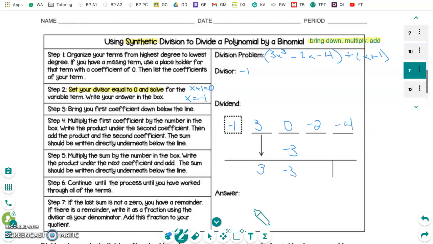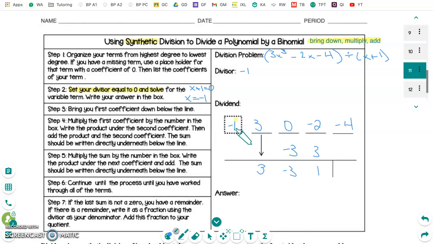And then we're going to repeat. We're not going to repeat the bring down, but now we're going to multiply. Negative 1 times negative 3 is positive 3. We multiply right there, and then we add these. When you add negative 2 and 3, you get 1. And now we're going to multiply again.